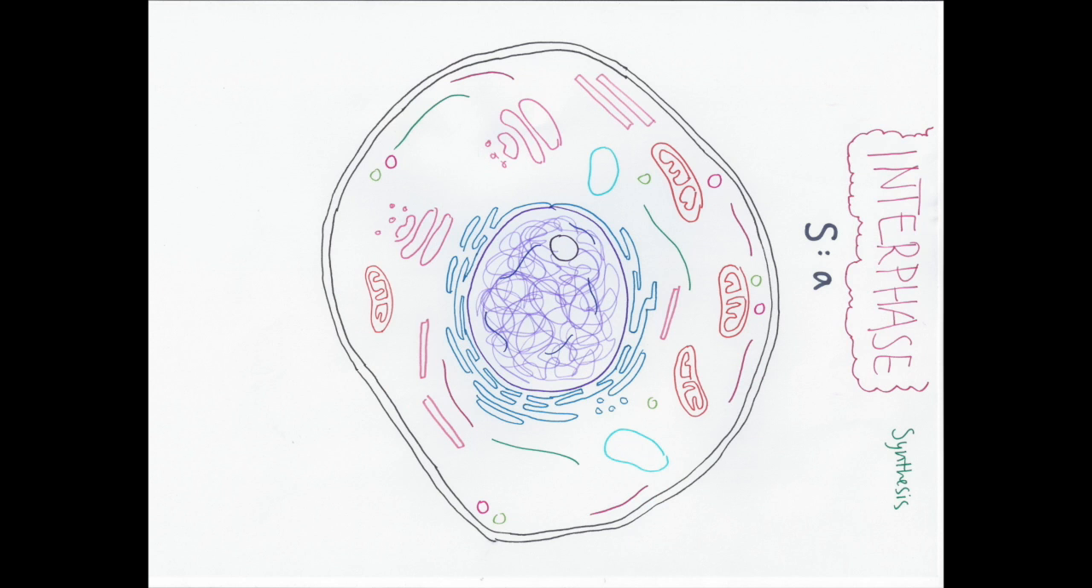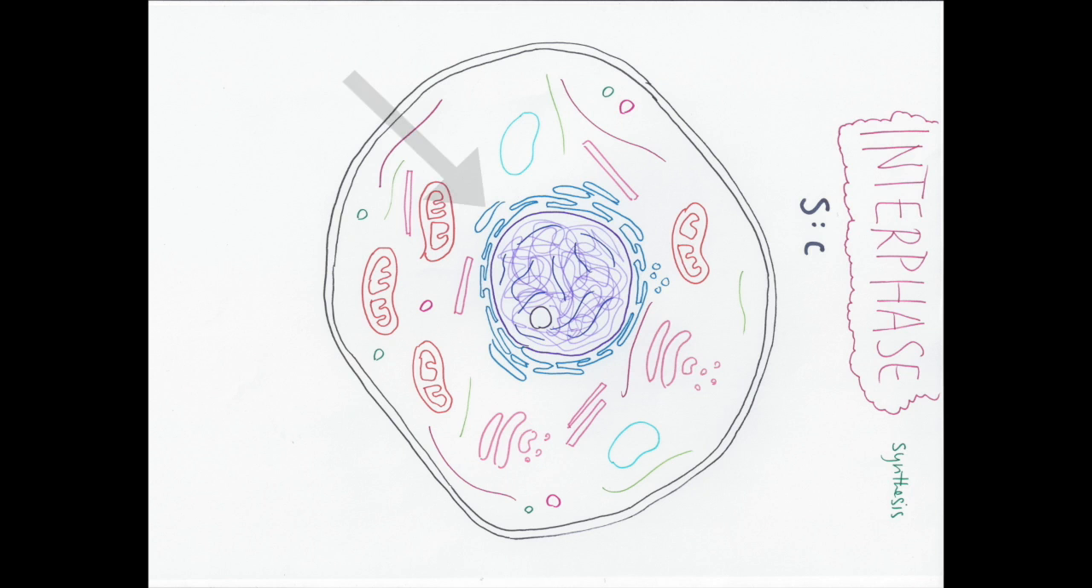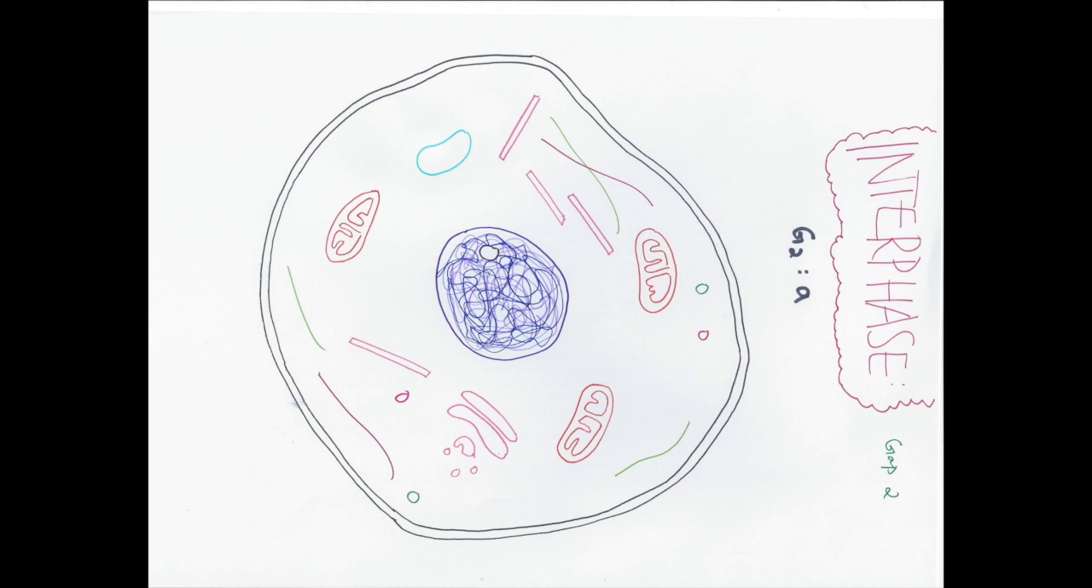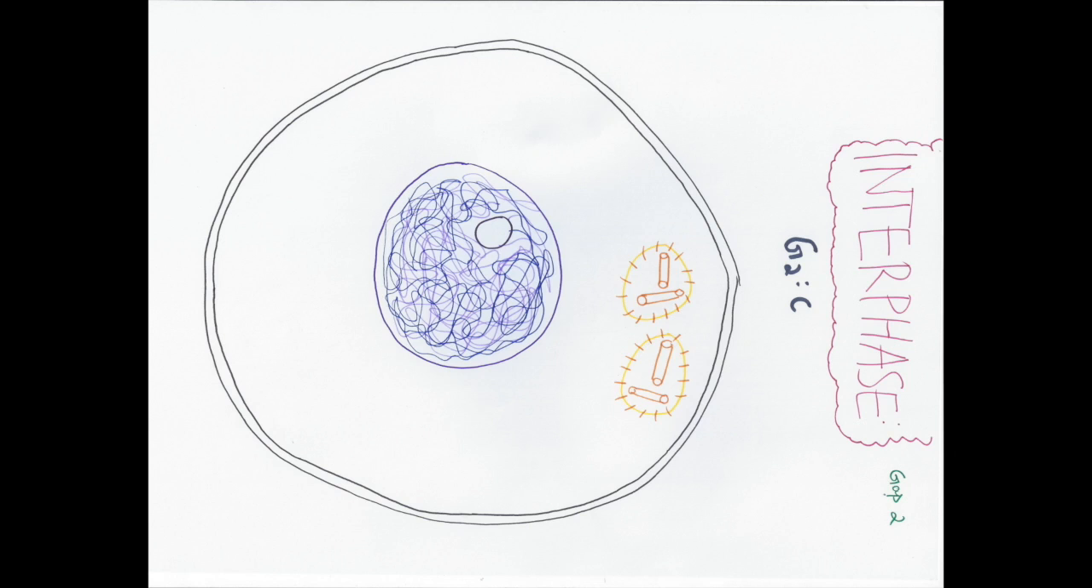In synthesis, the DNA is basically duplicating to form 2 identical sets of chromatin. These will later on be separated using the mitotic spindle to create 2 identical daughter cells. In gap 2 phase, the last steps needed to happen before mitosis are finalized. The cell continues to grow and store energy for the upcoming stages.